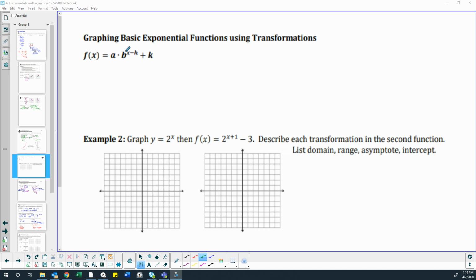B is what creates the shape of our graph as an exponential, going up if it's growth, down if it's decay, depending on what the value of B is. All right, let's write some of this down. You might have already seen this in the notes that I wrote, but A is the vertical stretch.